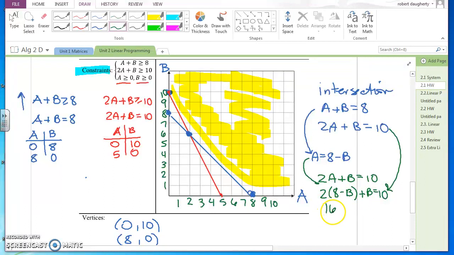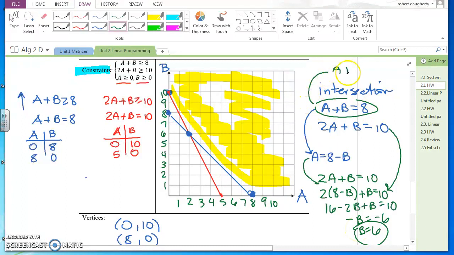So that means that 16 minus 2b plus b equals 10. That means minus b equals minus 6. So b is equal to 6. And if b is equal to 6, you go back to either one of these equations. So a plus 6 equals 8. That means that a is equal to 2. So 2, 6 is this point. So that's the point 2, 6.